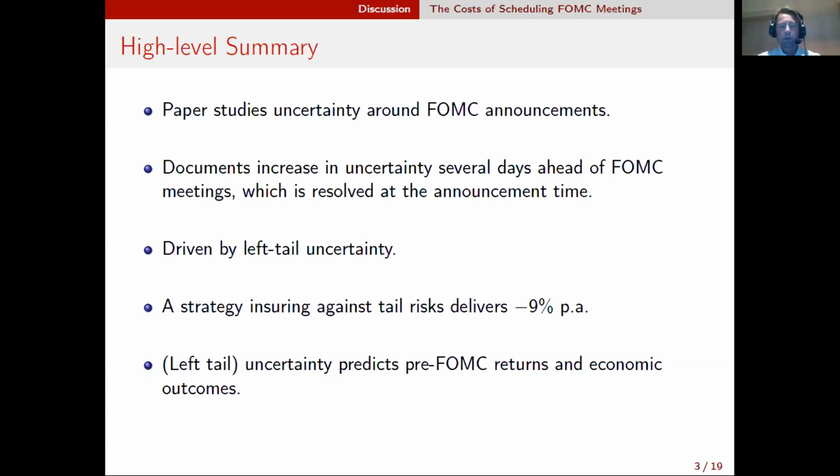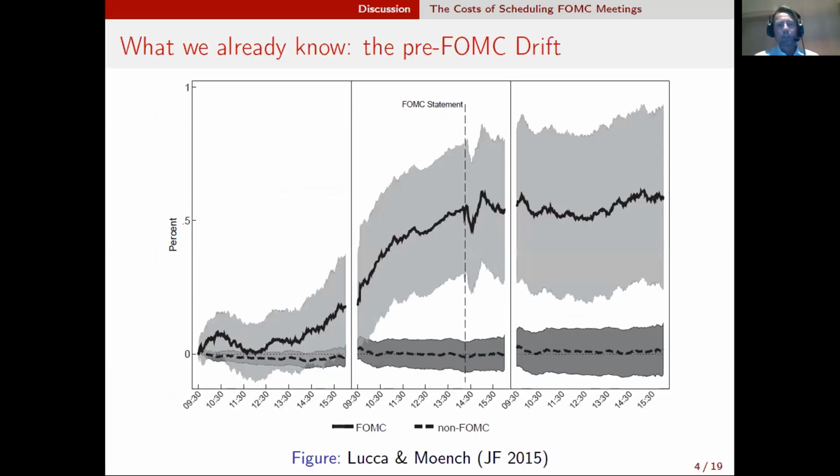And they also show that uncertainty, or left tail uncertainty, primarily predicts FOMC day returns, including those earned ahead of the announcement, and also economic outcomes, as well as the Fed's surprises. Now, let me summarize a little bit what we know from the literature so far and where this paper fits into the broader literature.